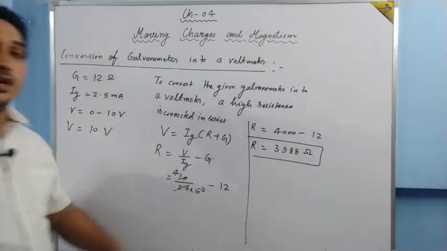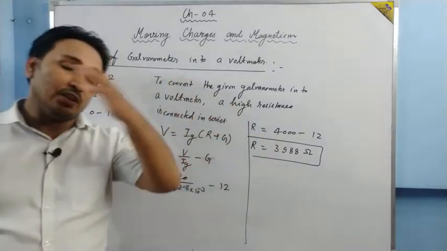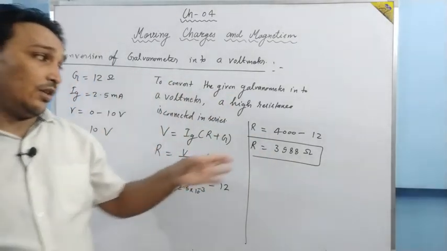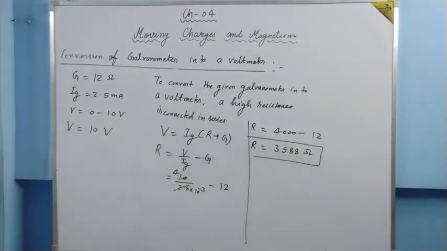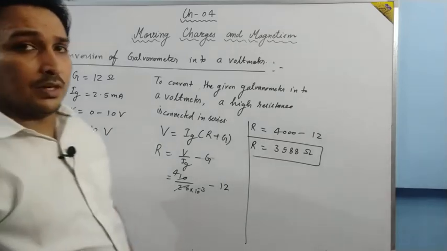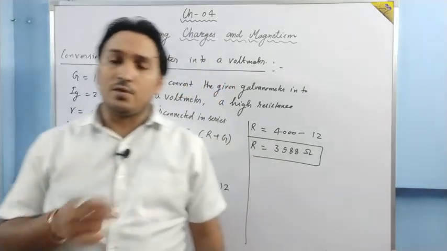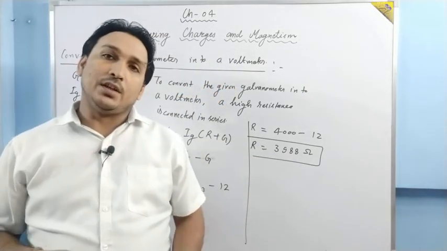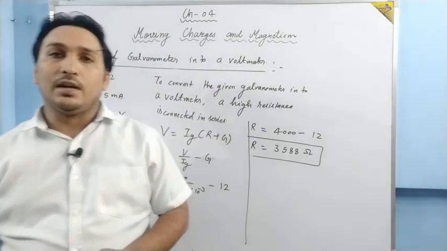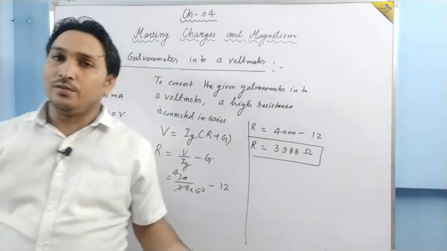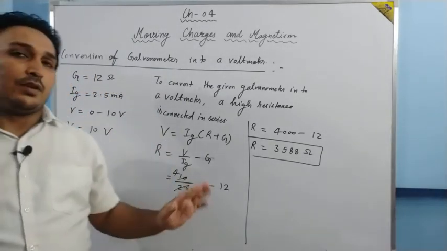As I have told you, R sometimes comes out to be in the range of 4000, 5000. Here the answer is 3988 ohm. So this is how a galvanometer is converted into a voltmeter. Every year we expect some questions from this topic. This topic is very easy also. It is not very difficult. If you know the formula, if you know the concept, the topics are very easy.